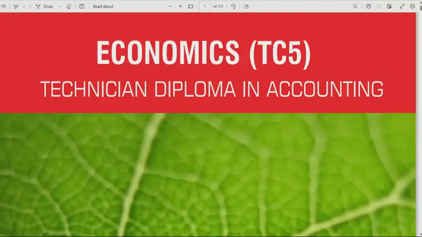Let's look at economics TC5, one of the modules in the diploma level. So this is TC5 economics, and we'll be using this manual throughout this course. Right. So you have to have a copy of this, digital or hard copy.